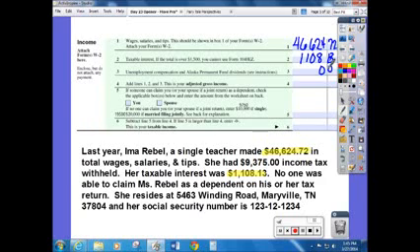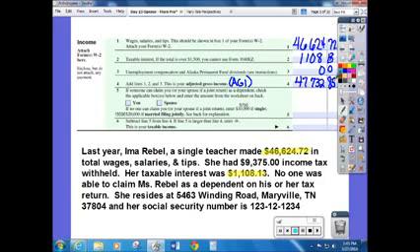Line 4, add lines 1, 2, and 3. This is your adjusted gross income, when we've been talking in class, AGI. That's the same thing. So if we add that together, it is $47,732.85.